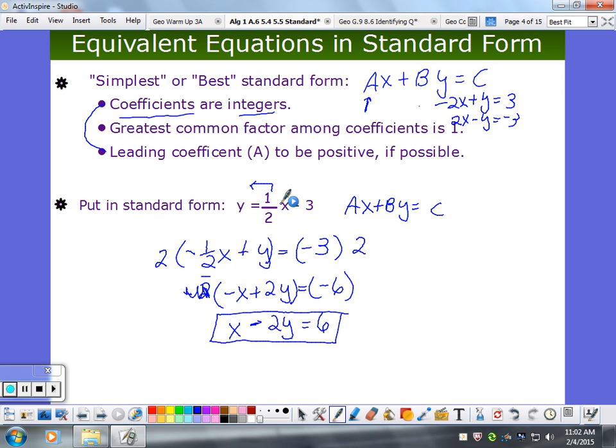And remember, equivalents, they're the same. You graph this, you're going to get the same line. Easier to graph this, I think. But sometimes we want it in this form. Questions so far?